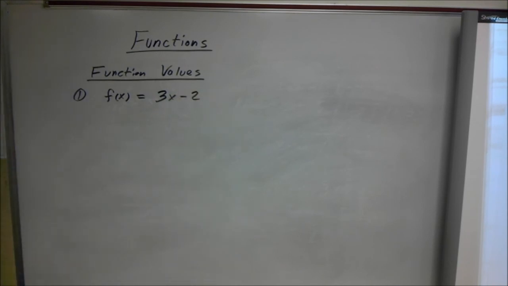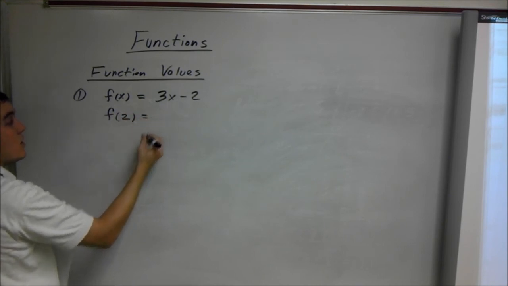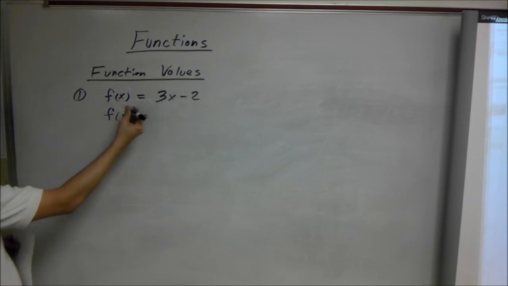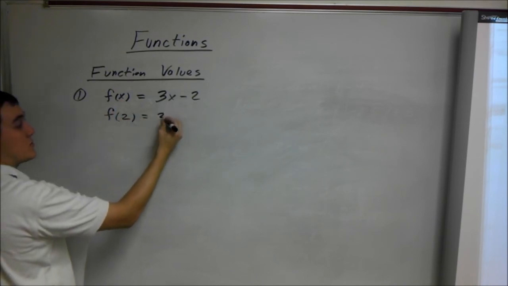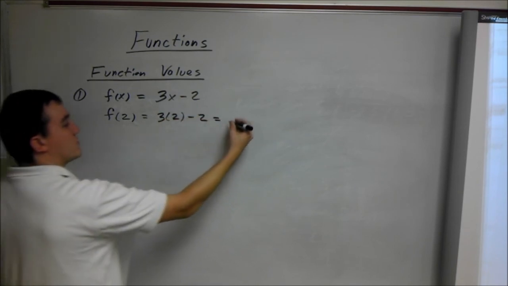Alright, and then it wants us to find different function values. So if it said f of 2, all it wants us to do, since it was usually f of x, is replace x with 2. So it's going to be 3 times 2 minus 2. 6 minus 2 is 4.